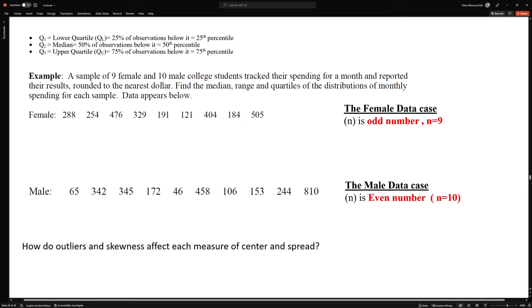A sample of 9 female and 10 male college students tracked spending for a month and reported the result. So this is how much they spend. The first example is a data set for females. See the number of the data set. The sample size is an odd number, right? n equals 9, and the sample size for the males is an even number. So these are two different cases, you will see now. The calculation of the median will be different when n is an odd number and when it's an even number, and you will see why. So let's start with the females.